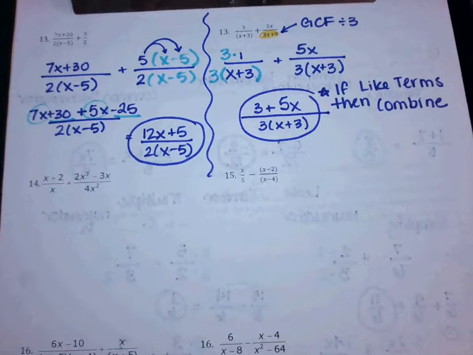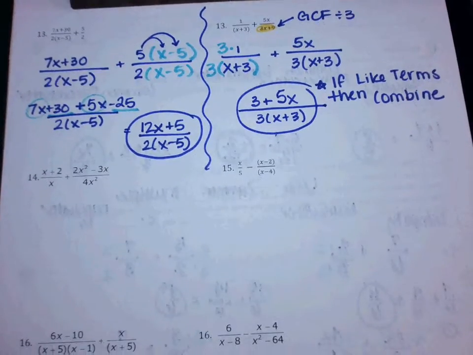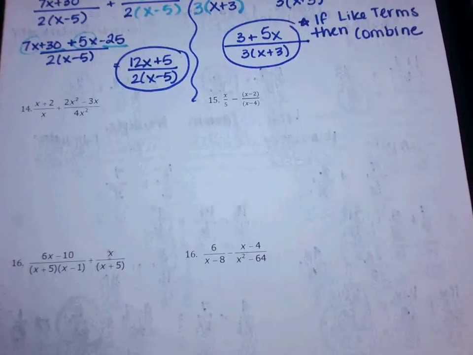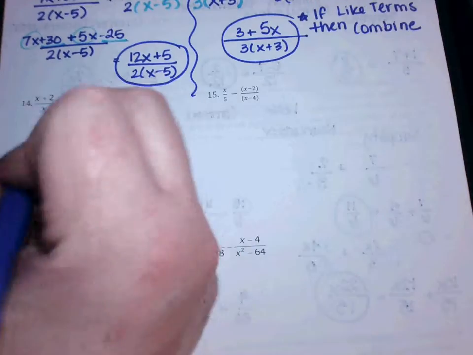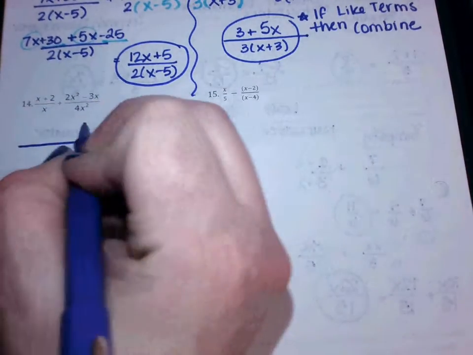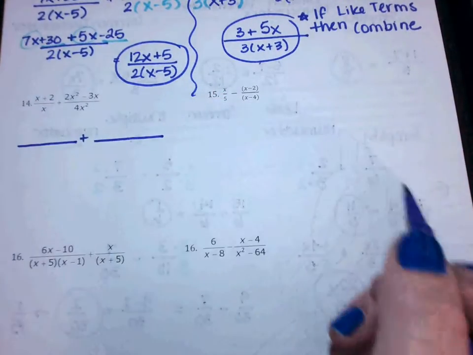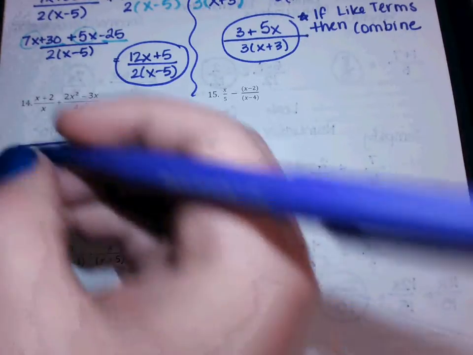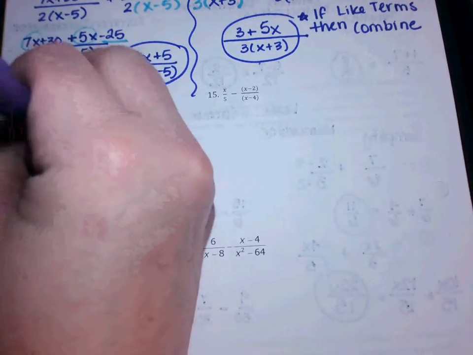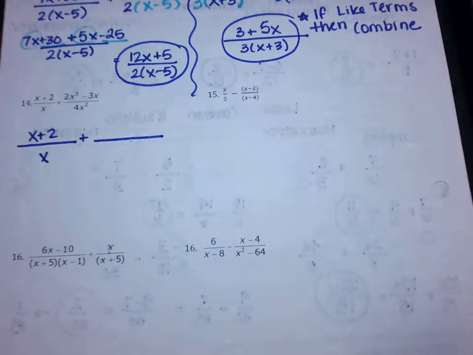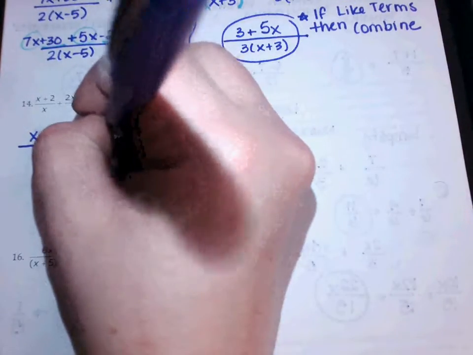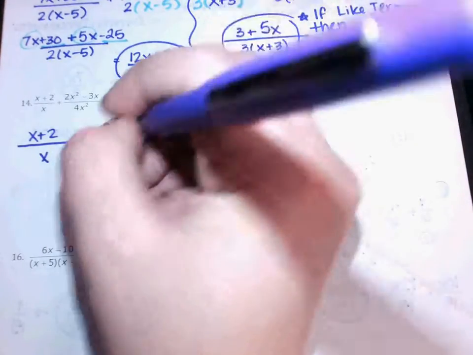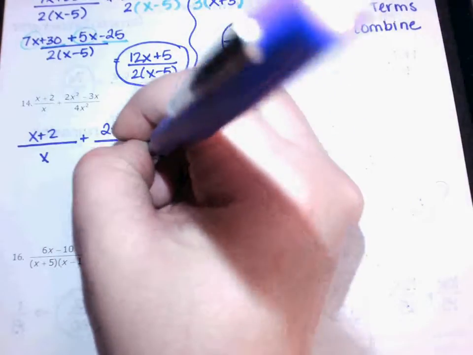Okay? Alright, come down and take a look at number 14. Okay? So I'm going to go ahead and break it up just like I did that one. Now remember, you're really only breaking up the bottoms for these. You do not have to break up the tops. So my first one is x plus 2 over x plus, my second one is 2x squared minus 3x over 4x times x.